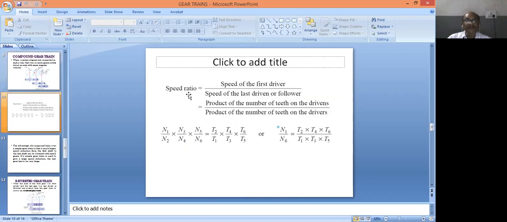Here, as usual, the speed ratio is the speed of the first driver divided by the speed of the last follower gear. In terms of number of teeth, it is the product of the number of teeth on driven gears divided by the product of the number of teeth on driver gears. So here, the first driver is N1 and the last follower gear is N6. So the ratio N1 by N6 is equal to the product of the number of teeth on driven gears divided by the product of the number of teeth on driver gears.